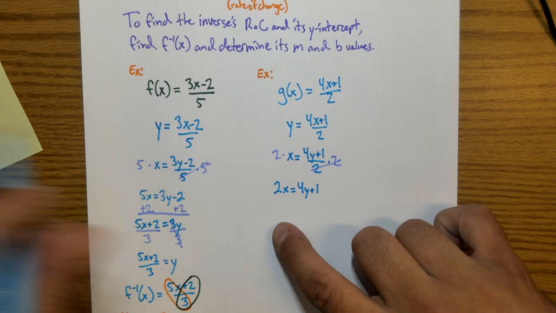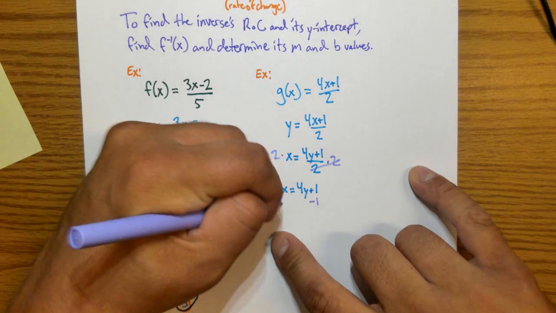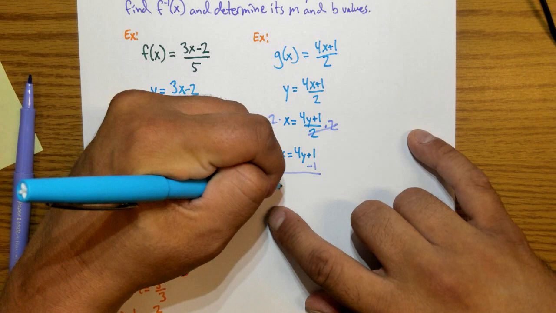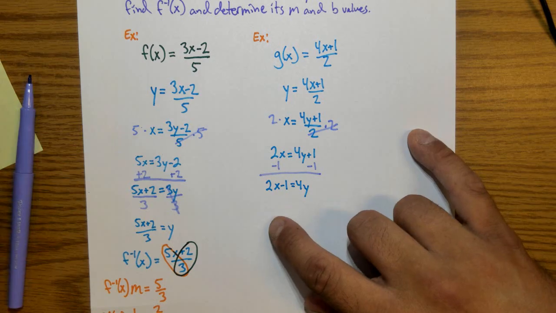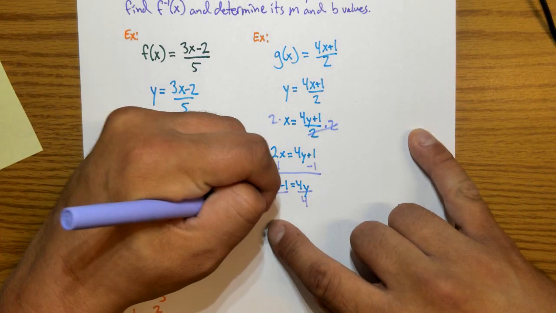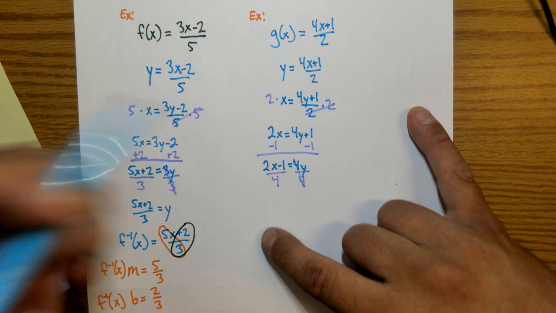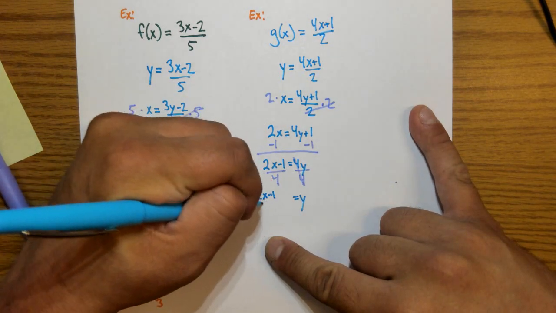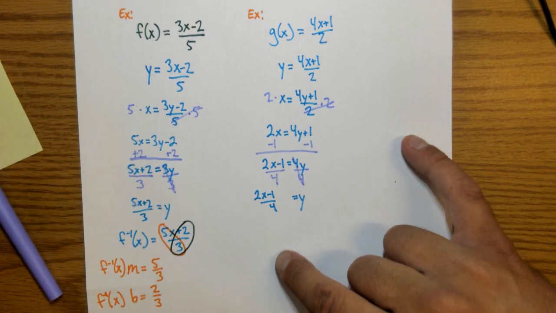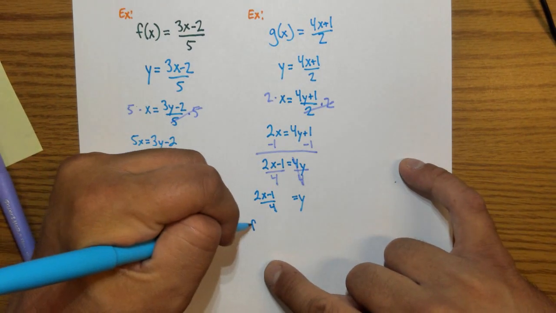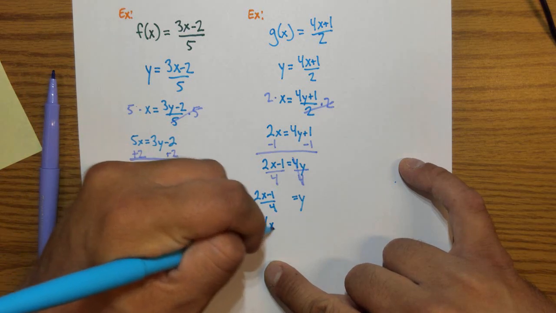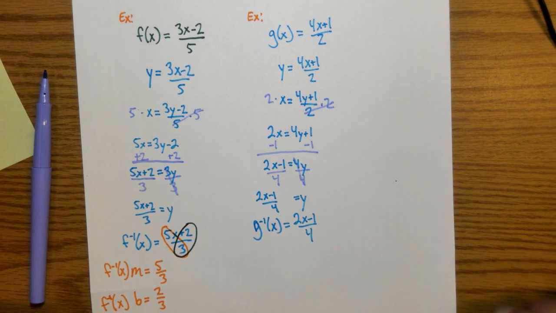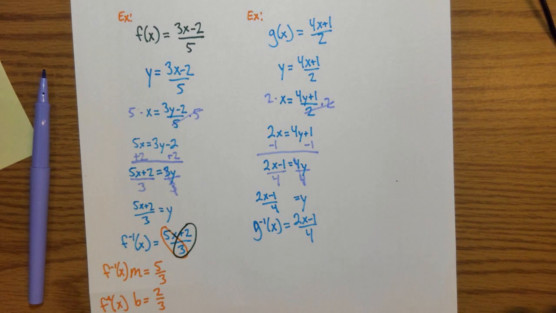Then now we can move this 1 over, so subtract 1 from both sides. So we're going to have 2x minus 1 equals 4y. And then divide both sides by 4. So that will cancel. It will give us y equals, remember we're just going to leave it just like this, (2x minus 1) over 4. No need to make life harder on ourselves. And then I'm going to put g inverse back in there. Awesome. So now we can just determine what our m is and what our b is.